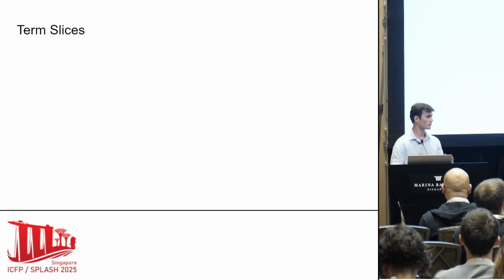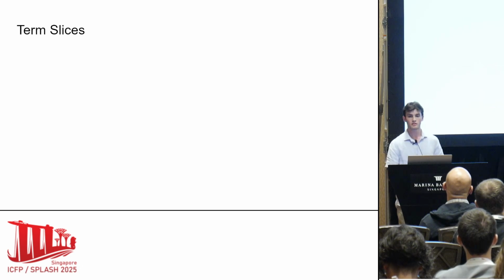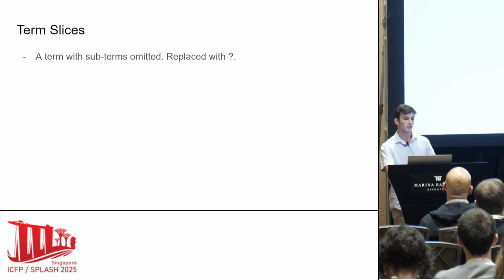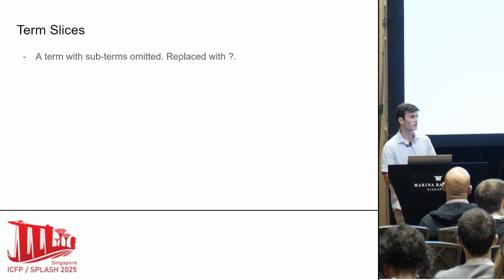So now, what actually are we highlighting? I'm going to be using a method of term slices or program slices, which is basically a term where you omit parts of it, which I will notate with a question mark. You'll see the paper used squares, but I'll use question marks to be consistent with the Hazel notation, because they're effectively the same as holes in Hazel.